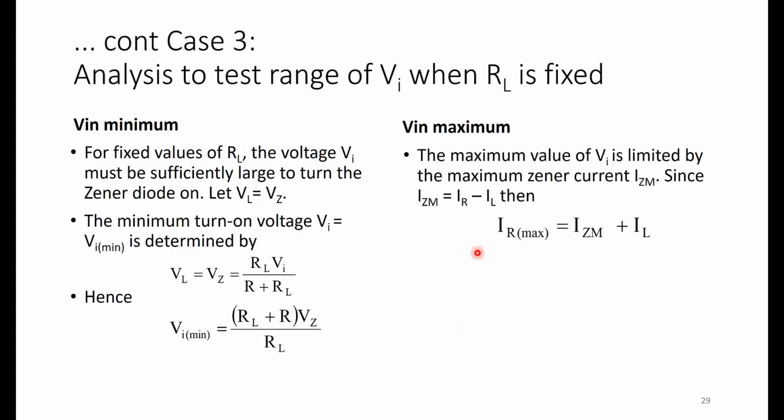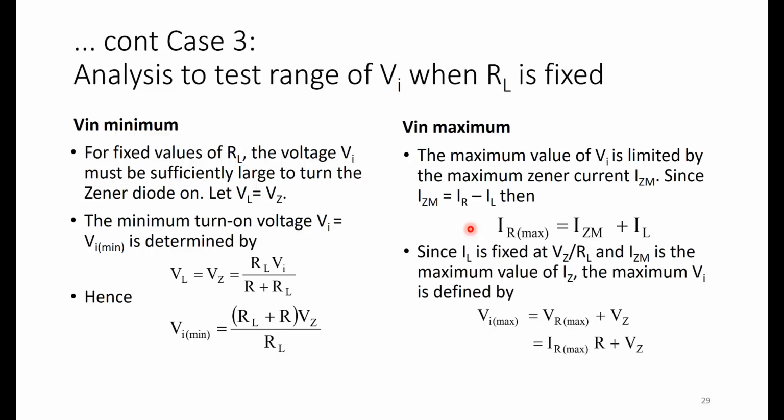Vin maximum. The Vin maximum value is limited by the maximum Zener current IZM. Okay, how is that? Now since IZM is equals to IR minus IL, okay, IR max is equals to IZM plus IL. So let's have a look. Since IL is fixed at Vz over RL and IZM is the maximum value of IZ, the maximum Vin is defined by Vin max is equals to VR max plus Vz.